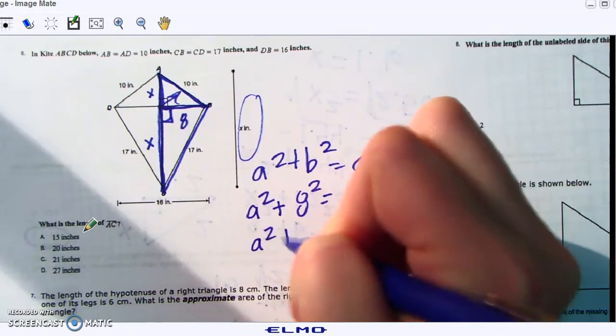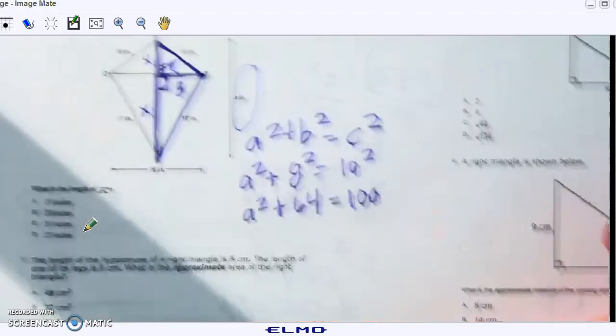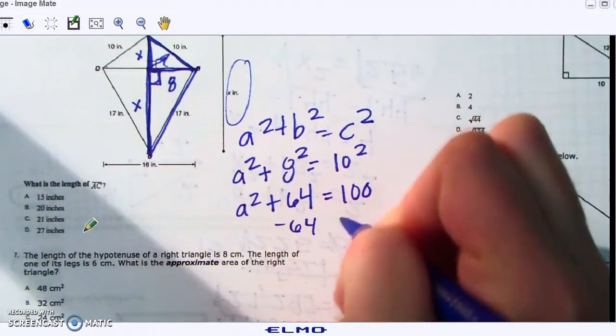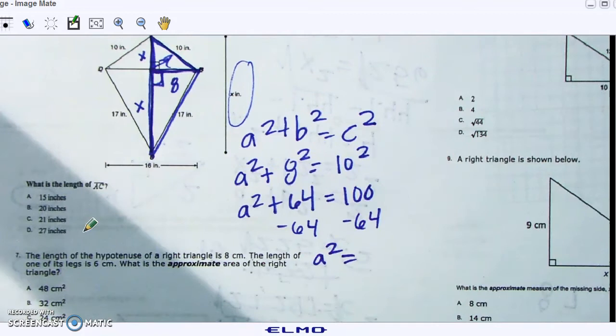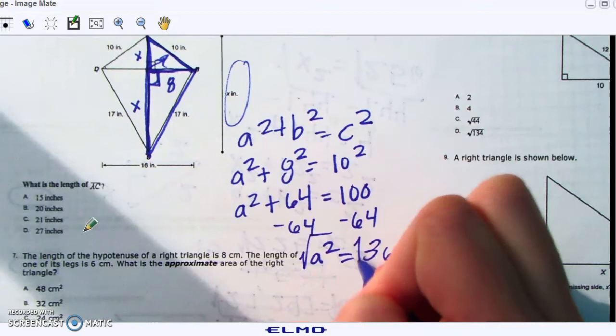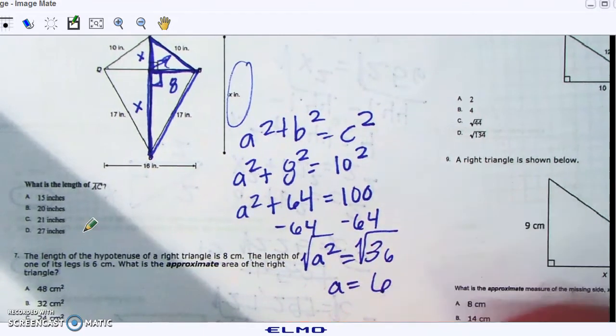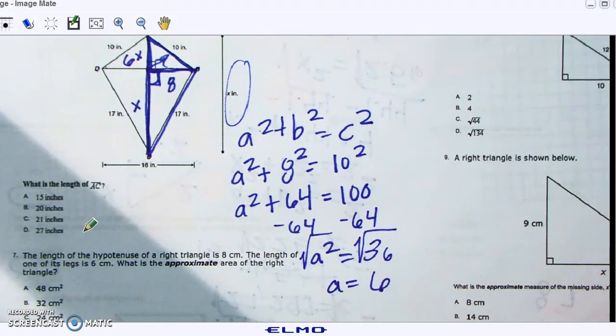So a squared plus 64 is equal to 100, right? Subtract 64 from both sides. A squared is equal to 36. Take the square root. A is equal to 6. So I would say this side here is 6, right?